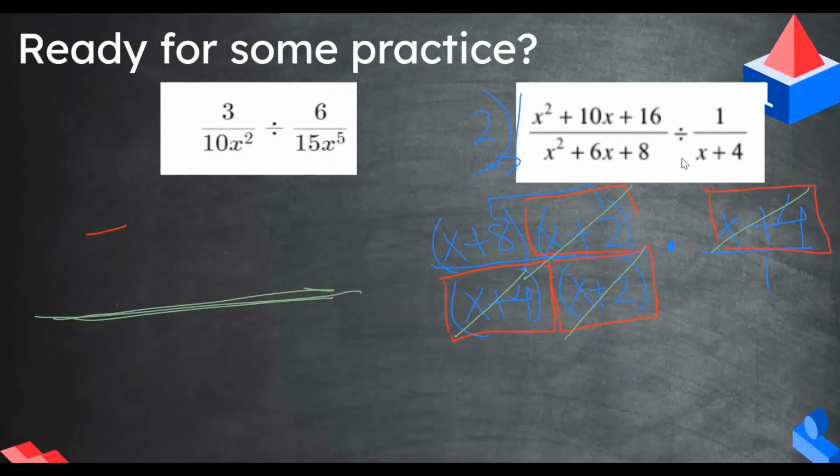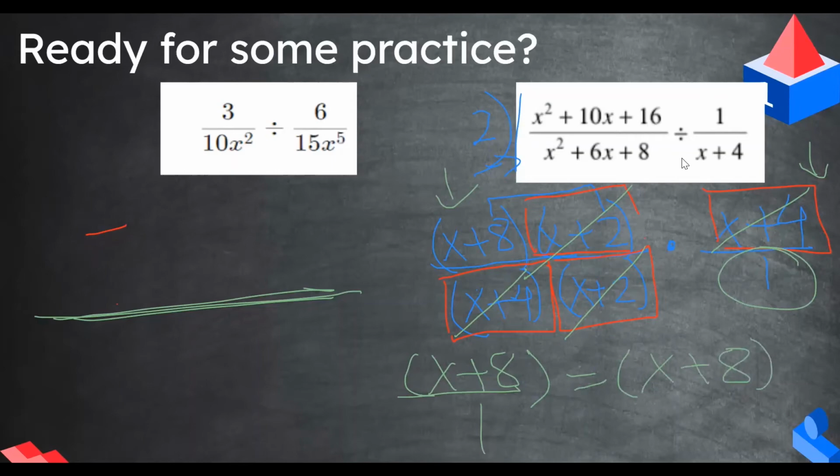So whatever you have left, I have x plus 8 in here, and I have 1 in here. So x plus 8 times 1 gives me x plus 8. And at the bottom, I have nothing else except 1. If you have a 1 in the denominator, it doesn't really count. It simplifies to be only the numerator. So that is my simplified answer. That cannot be simplified any further.